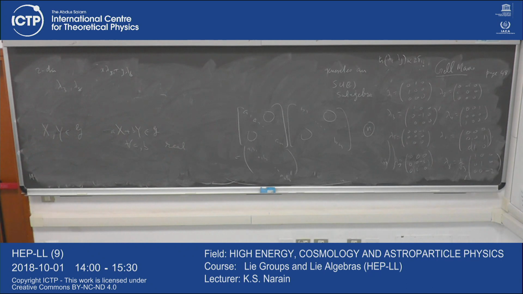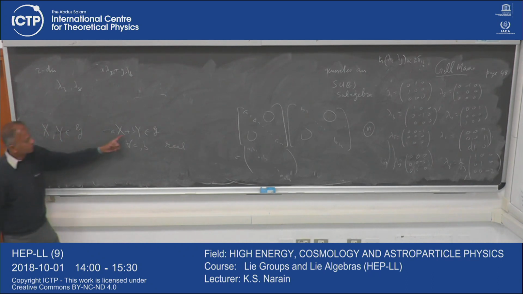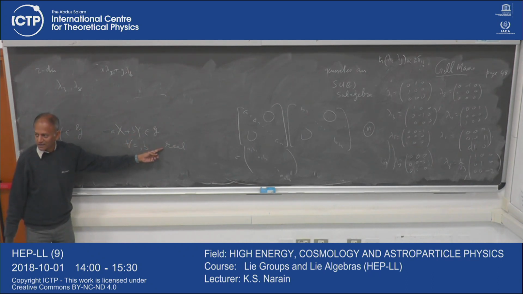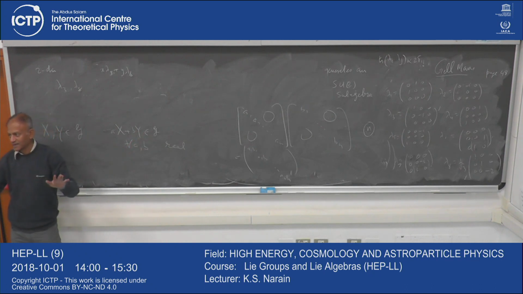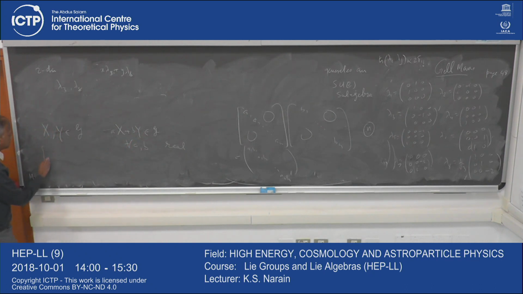So in particular, a equal to b equal to 0 is also allowed, since 0 is a real number. So 0 is always an element of a vector space. Now what we are saying is that the commutator of x, y belongs to G. So it is an element of this type, if, suppose my vector space was two-dimensional.